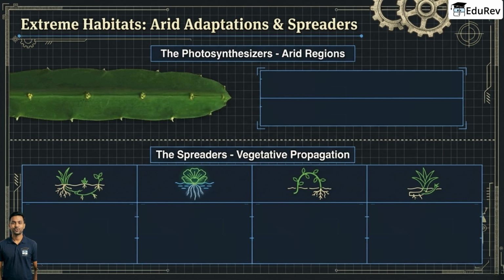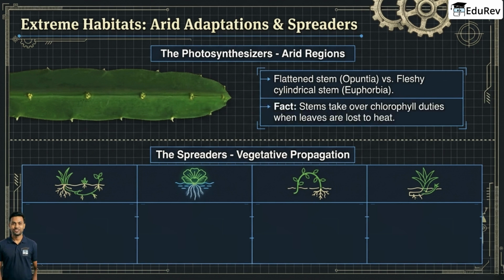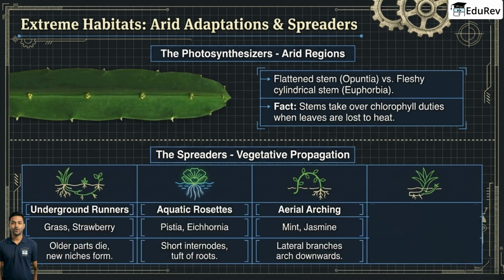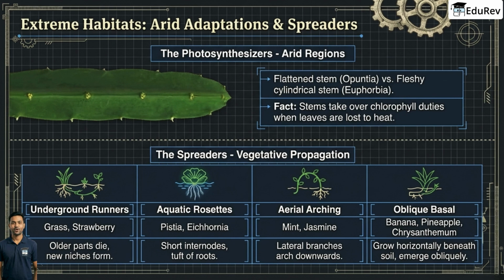In harsh environments, stems can even take over the job of leaves. In arid plants like opuntia, the stem becomes flattened and photosynthetic, while in euphorbia, it may remain fleshy and cylindrical. This is a beautiful example of adaptation. When leaves are reduced to avoid water loss, the stem assumes chlorophyll duties. The lower half of the slide shows stem spreaders used in vegetative propagation, such as underground runners, aquatic rosettes, aerial arching, and oblique basal forms. These are all clever strategies for multiplication and colonization, not just random growth patterns.